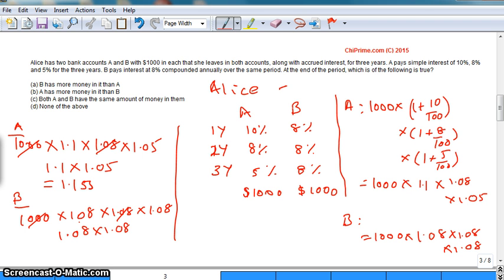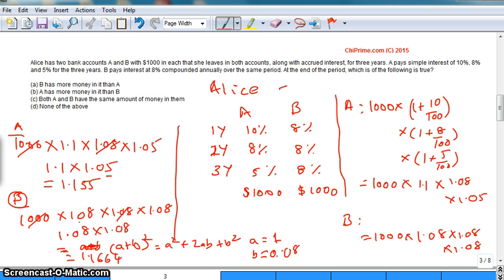You get 1.155. And for this one, you can use the formula (A plus B) the whole squared equals A squared plus 2AB plus B squared, where A equals 1 and B equals 0.08. That way you can simplify your calculations. And this value comes to 1.1664. So account B has more money in it at the end of the 3-year period. So the option we want is option A.